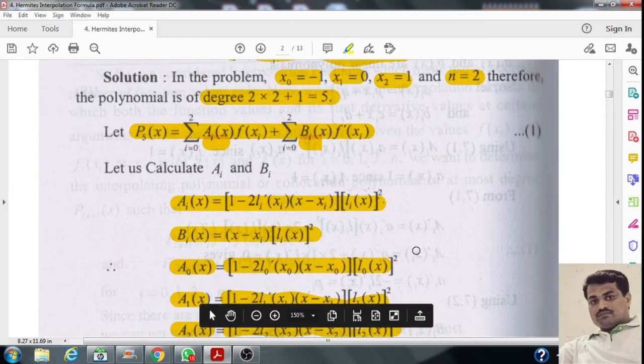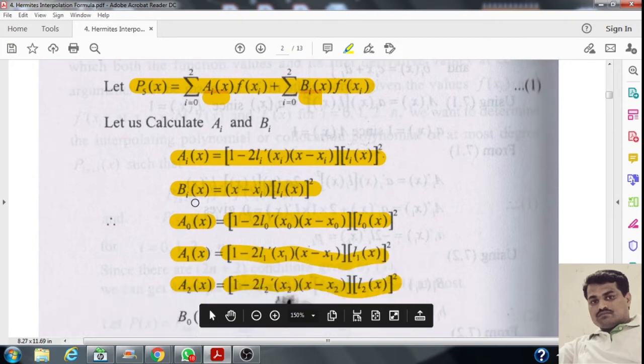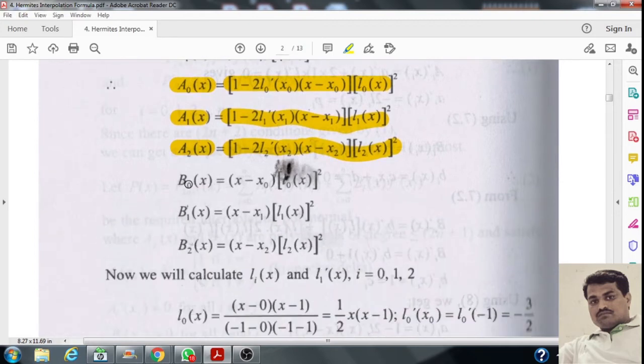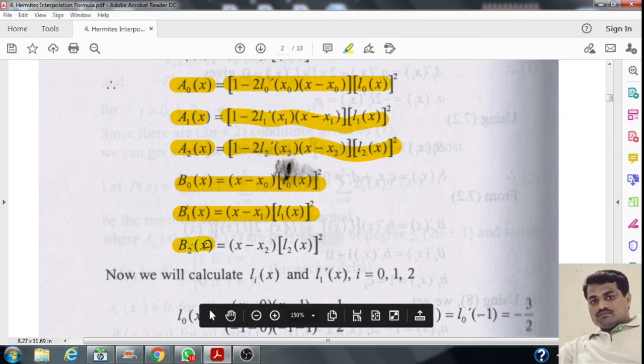Similarly, in this case bix, i goes from 0 to 2. Hence using bix we can find b0, b1, b2. By putting i equal to 0, 1 and 2, we get b0x equal to x minus x0 into l0x bracket square, b1x equal to x minus x1 into l1x bracket square, and b2x equal to x minus x2 into l2x bracket square.